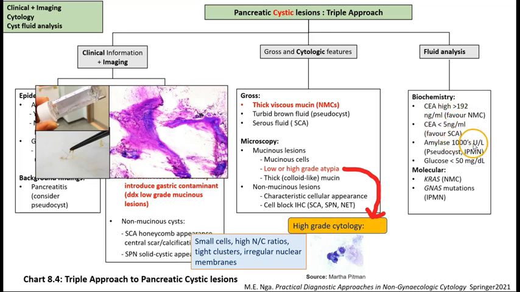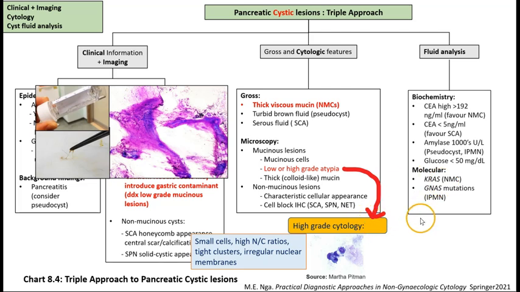quite a useful finding. Amylase is often high, of course, in pseudocysts, but also in IPMNs, and this is because of the connection of these cystic lesions with the pancreatic ductal system. Sometimes amylase can also be high in mucinous cystic neoplasm, which is not connected to the pancreatic duct. And a low glucose level can also help support a diagnosis of neoplastic mucinous cysts.